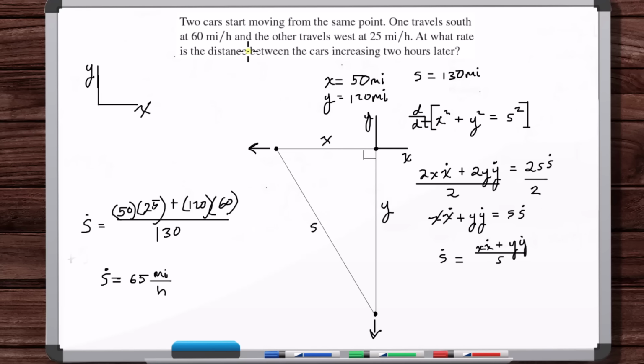What about the rates? This is moving in the negative x direction. We're going to put in negative 25. We're going to put in negative 60. So we get negative, negative, negative, negative, positive. So this is positive, this is positive. We get the exact same answer.